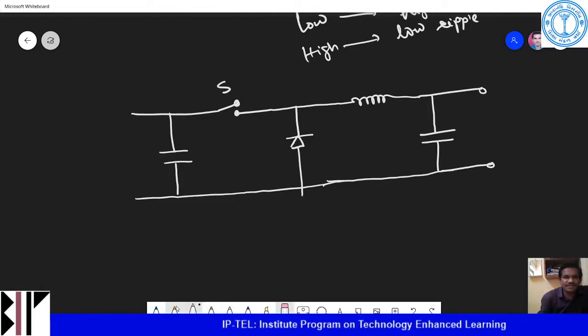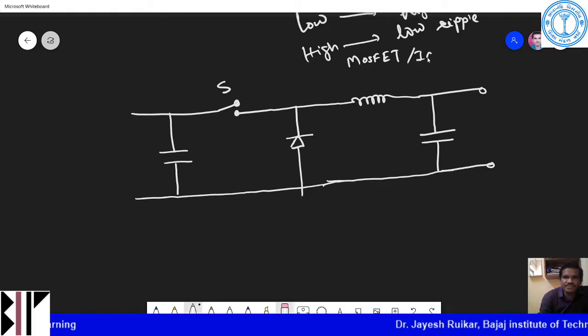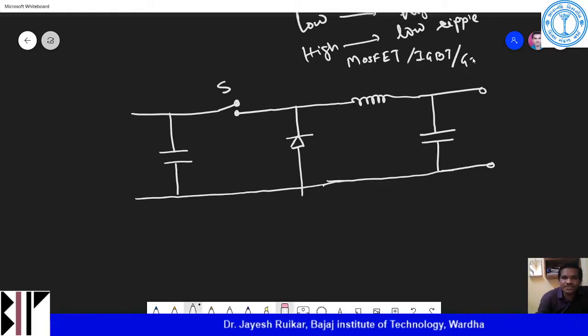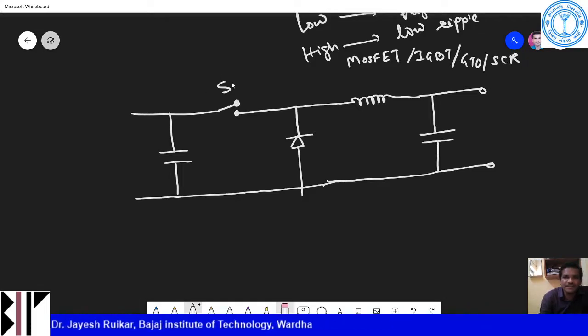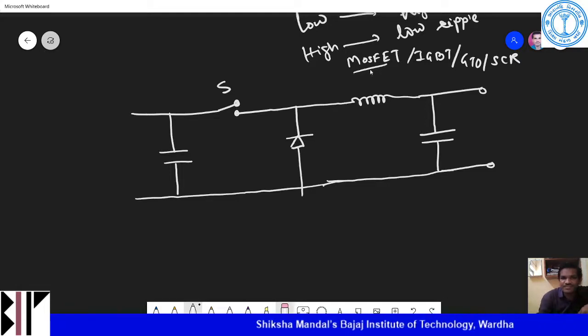Okay, what are the switches? So switches, like in buck converter, we can use a MOSFET, metal oxide semiconductor field effect transistor. We can use IGBT. Then we can use GTO, SCR. Likewise switches are there. So in this particular example, when we design our model for buck converter or DC converter, we will use MOSFET as a switch.